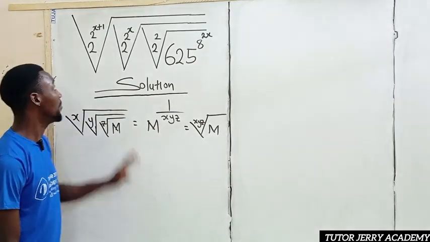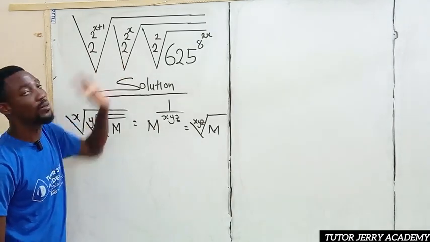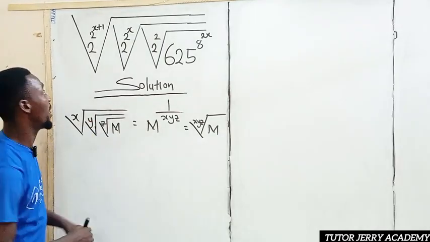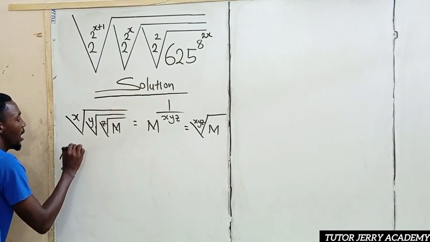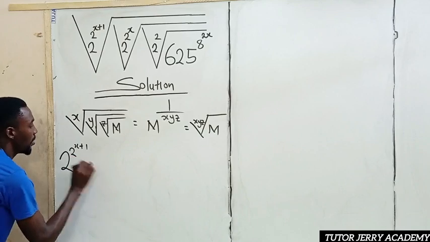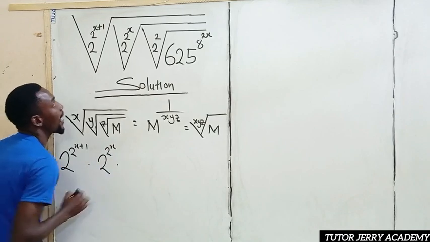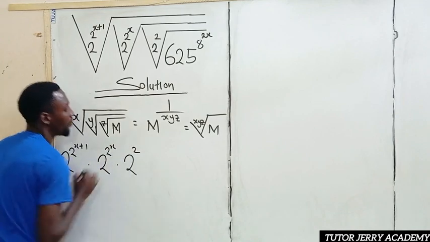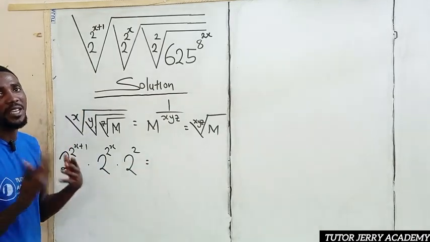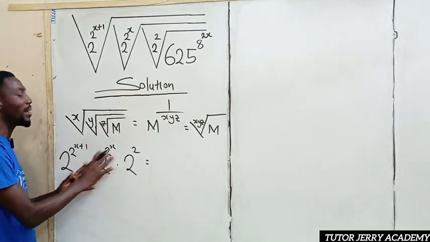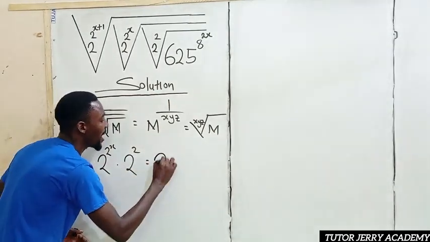Alright, so for us to solve now, we are going to multiply this and this together. This is what it is just telling us. So we are going to say 2 to the power of 2s plus 1 multiplied by 2 to the power of 2s multiplied by 2 to the power of 2. You can see they are of the same base. From indices, if we have numbers of the same base and there is a multiplication between them, we pick one of the base, then we add the powers together.